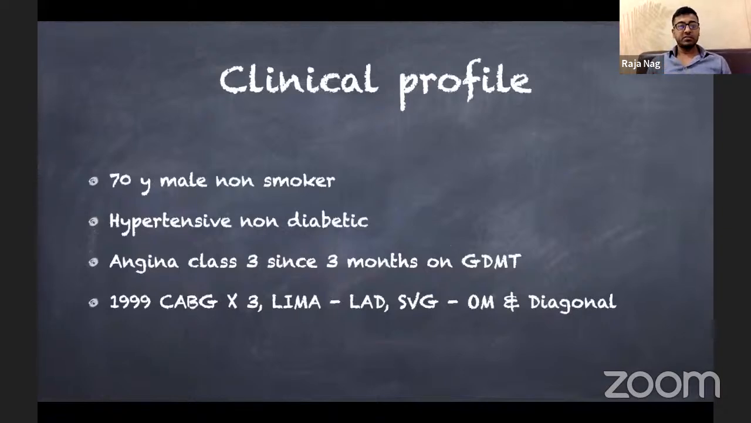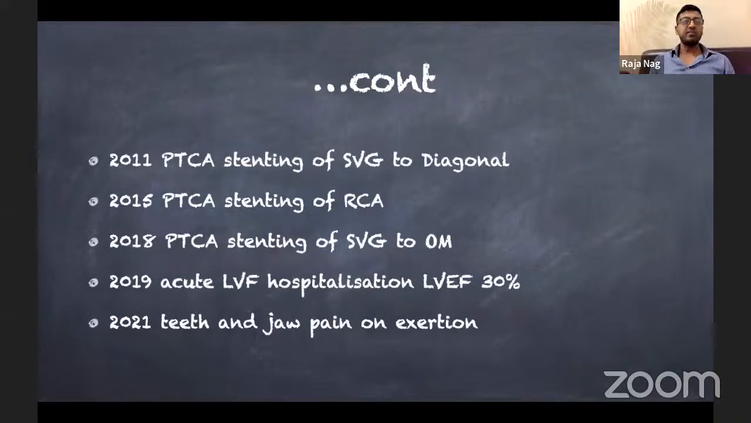My patient was a 70-year-old man, hypertensive, non-diabetic, with angina since the last 3 months, significant angina and jaw pain, and he was on maximal medical management. He has a long history with the cardiology department. In 1999, he first underwent bypass surgery with 3 grafts, with LIMA to LAD and venous graft to OM and diagonal. Then in 2011, he underwent venous graft stenting to the diagonal. In 2015, he underwent stenting of his native RCA. And in 2018, he underwent stenting of the venous graft to the OM.